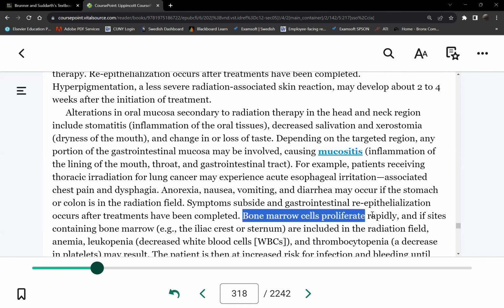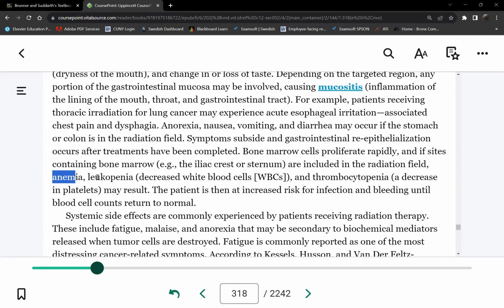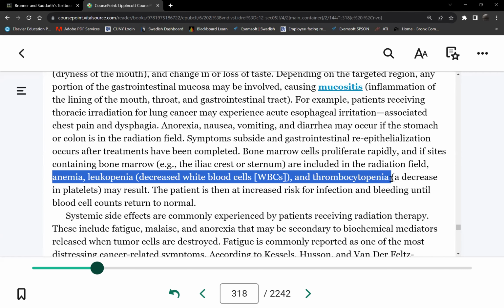Bone marrow cells proliferate rapidly, so therefore they're also affected by radiation. So the patient will have bone marrow depression or suppression. We also call that myelosuppression, so that the patient now has anemia, neutropenia, and thrombocytopenia. Okay, all three blood cells are low. We'll do management separately.